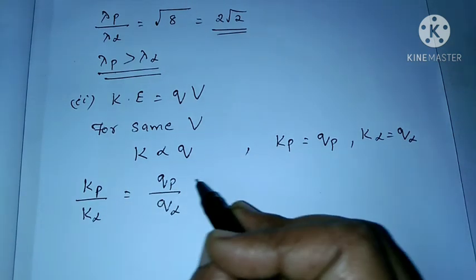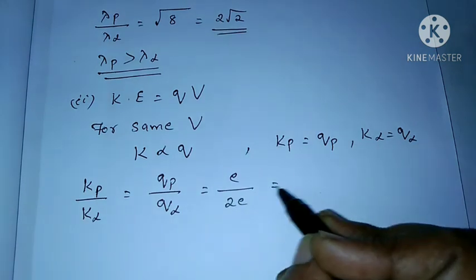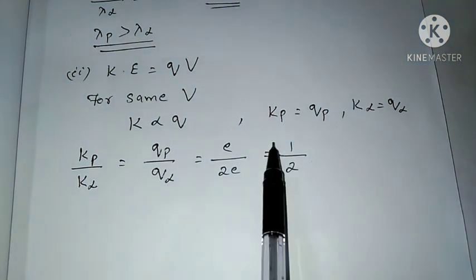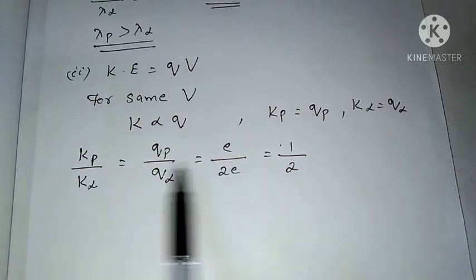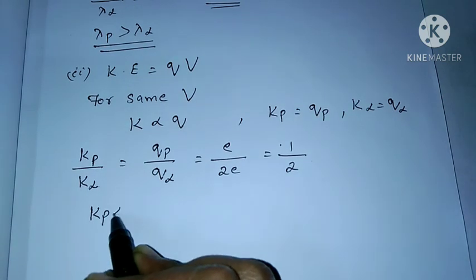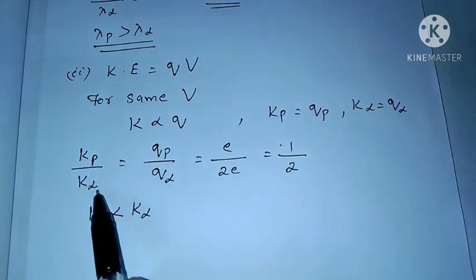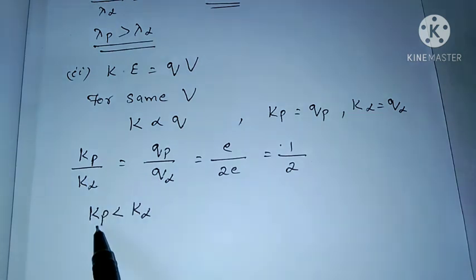That is equal to the charge of the proton, e, divided by the charge of the alpha particle, 2e, which is equal to 1 by 2. So what do you understand from this? K alpha equals 2 Kp. This represents that Kp is less than K alpha, isn't it? So Kp is less than K alpha, that is, the proton has less kinetic energy. Clear?